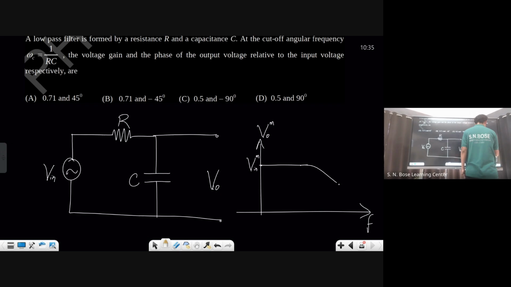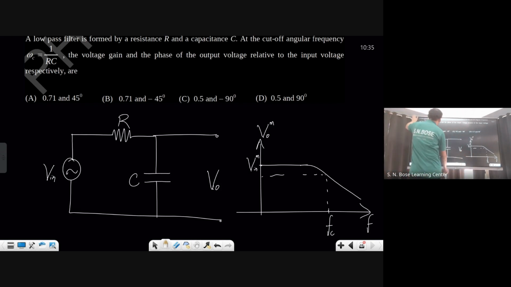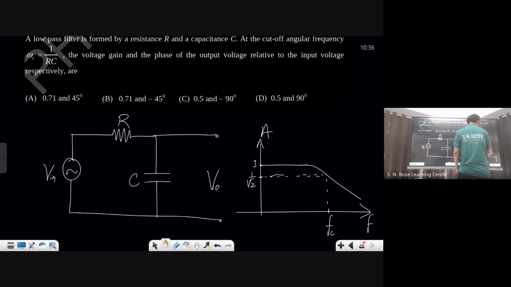High frequency will be rejected. Somewhere here your cutoff frequency comes, fc. Can you recall? That is 1 by root 2 times this one. You should know that at cutoff frequency, voltage gain is 1 by root 2. We used to draw gain versus frequency for the low pass filter. Gain is 1 here, this is 1 by root 2. That will give fc.